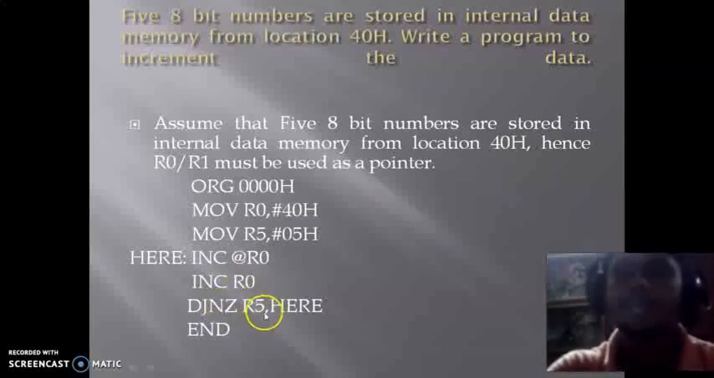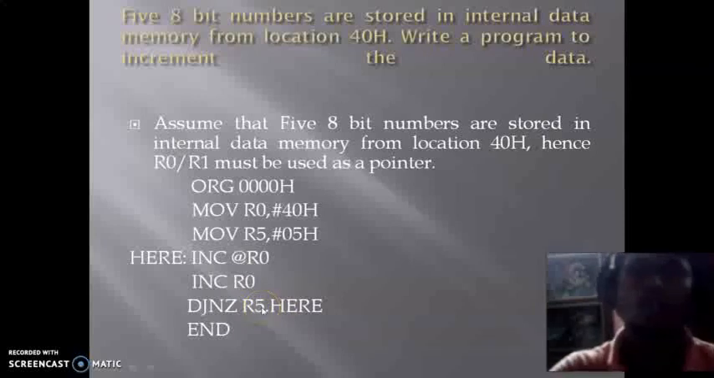Now DJNZ checks whether R5 is 0 or not. Here R5 is a counter that is set as 5. So now it will be decremented by 1, and if it is non-zero, then the loop will continue until R5 gets 0. So when it is 0, the program is ended. So by using these instructions we can basically store the internal data memory from locations 40H.